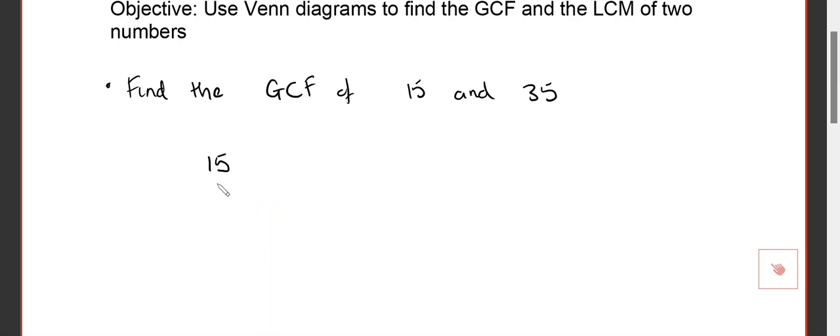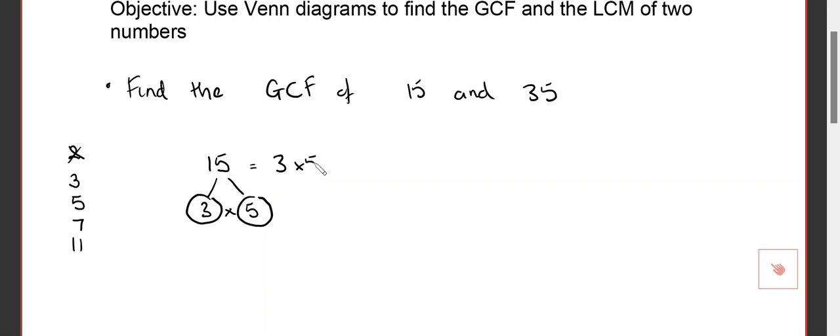15. Remember how to do the tree method? We go down: does it divide by 2? Does it divide by 3? By 5? By 7? The prime factors, 11. Does 15 divide by 2? No. Does it divide by 3? Yes. So 3 times 5. They're both primes, so I can put circles. So 15 is 3 times 5.